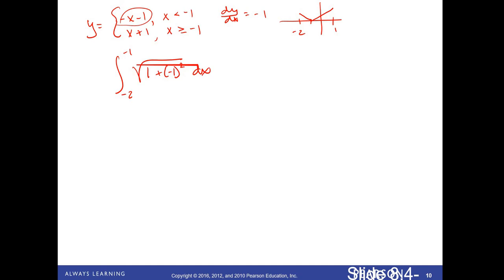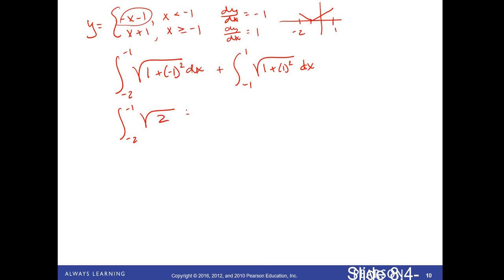And I'm going to add to that the integral from negative 1 to 1. And my dy/dx for this top function is positive 1. Now it just so happens with this function, even though I broke it into two parts, I end up with the same integral for both. That will not always happen.